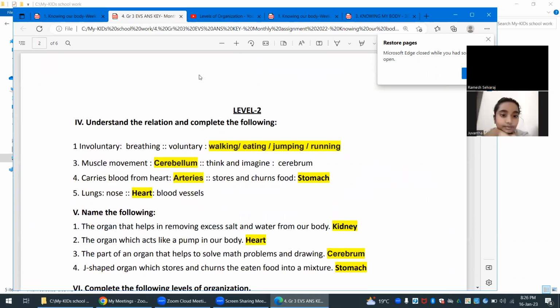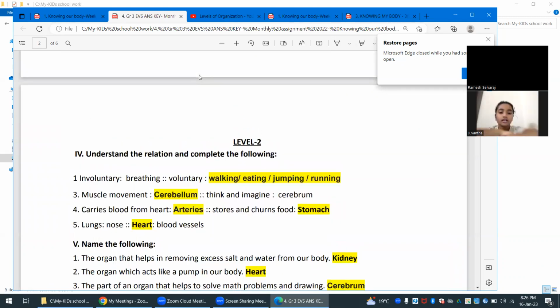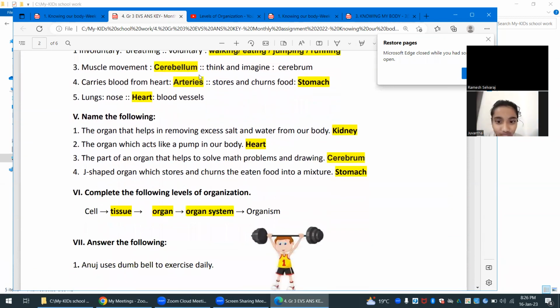Okay, J-shaped organ which stores and churns the eaten food into a mixture. What's that? Stomach. Yeah, that's right.